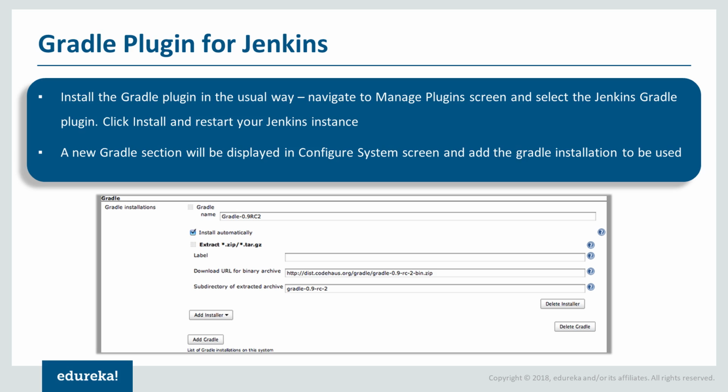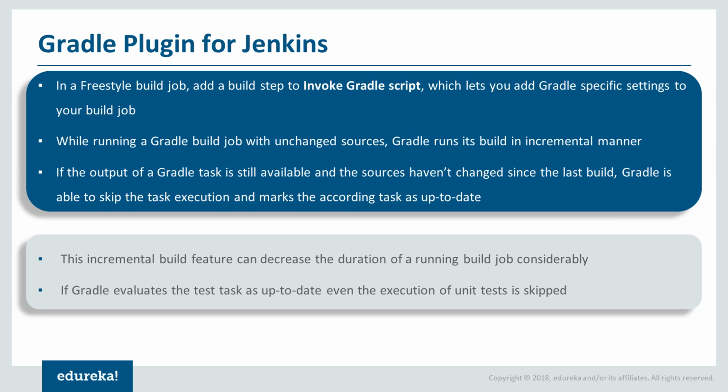So this is where you configure, just like we have done for Maven in one of our earlier classes. You need to mention where exactly your binary is located and what is the version. You can put a name here, and through this name, you are then going to call it inside your Jenkins jobs. Now in a freestyle build job, you add a build step to invoke Gradle scripts, just like we used to invoke Maven based scripts. And it basically lets you add Gradle specific settings to your build job.